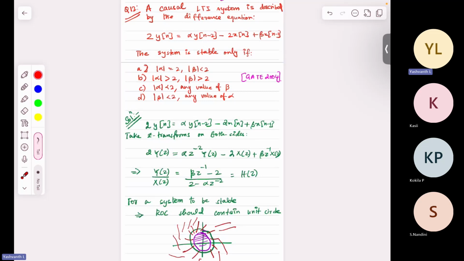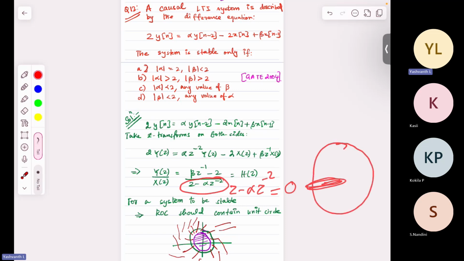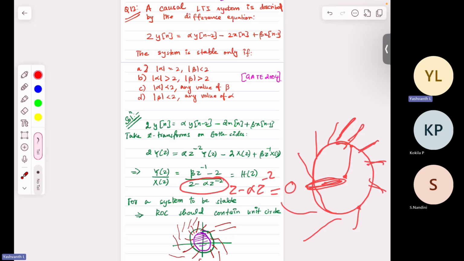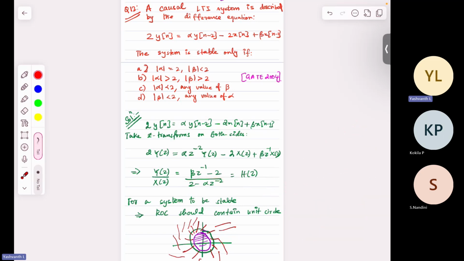See, in particular, z minus alpha z power minus 2 equal to 0. You will get some number, right? That is the pole. In fact, the circle with that number as a radius is defining the ROC, and I'm saying that outside that circle is the region of convergence. Can anyone tell me why I am saying it's the exterior part of some circle? Yes. Can you guess why I am saying that it should be exterior part?